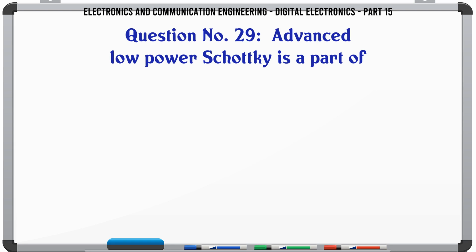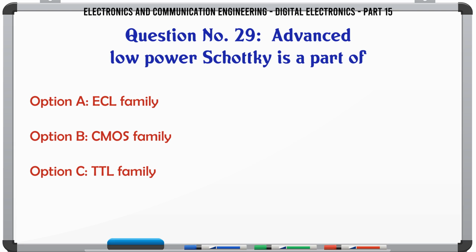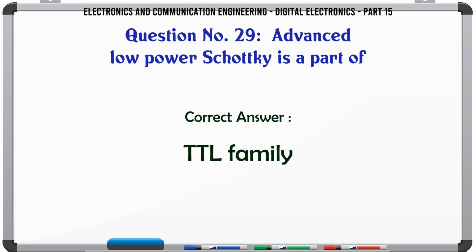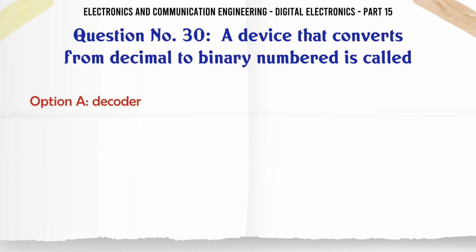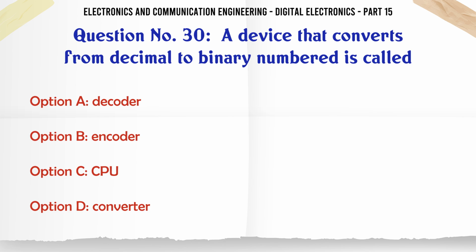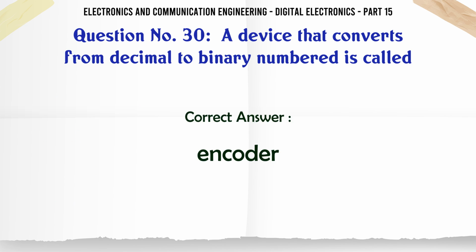Advanced low-power Schottky is a part of A. ECL family, B. CMOS family, C. TTL family, D. none of the above. The correct answer is TTL family. A device that converts from decimal to binary number is called A. decoder, B. encoder, C. CPU, D. converter. The correct answer is encoder.